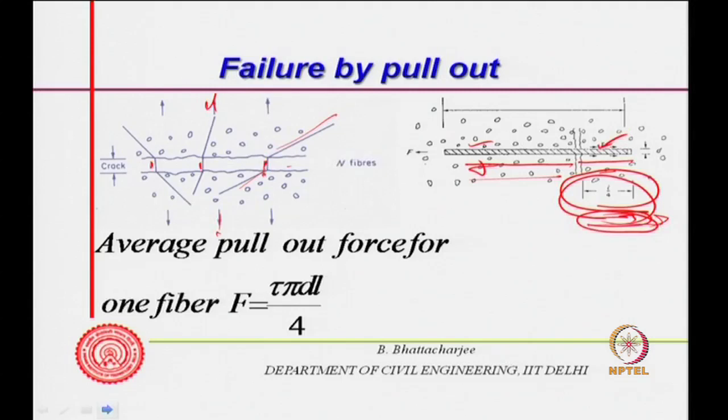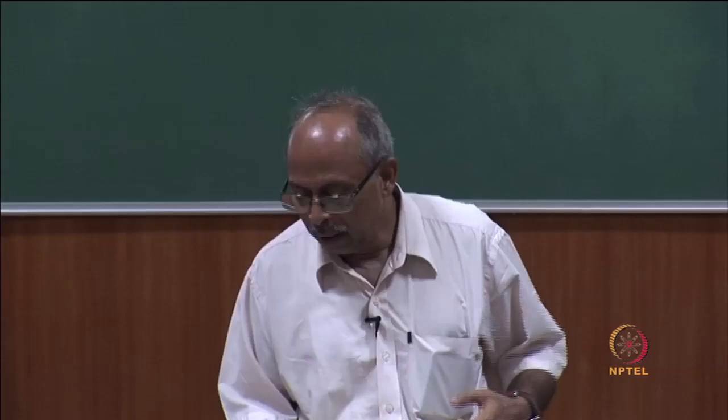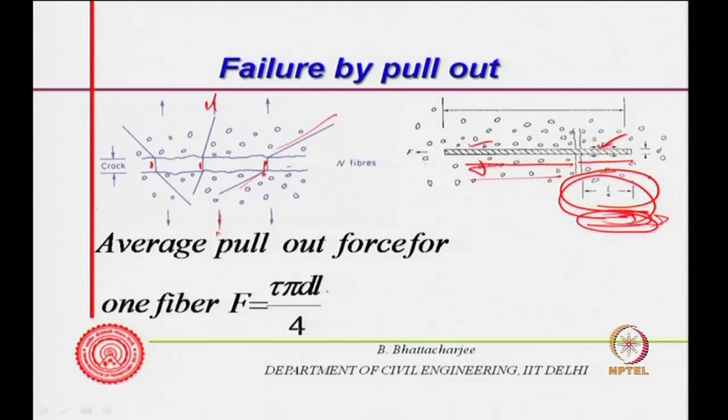I can assume average pull out length is L by 4, and therefore, for one fiber, tau pi d is the parameter, into L by 4. That is the pull out force required to pull out one fiber: tau pi d L by 4.